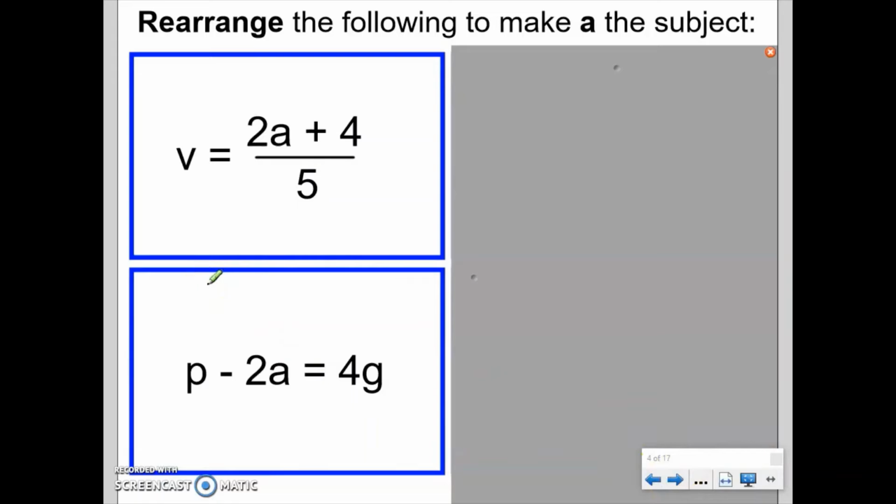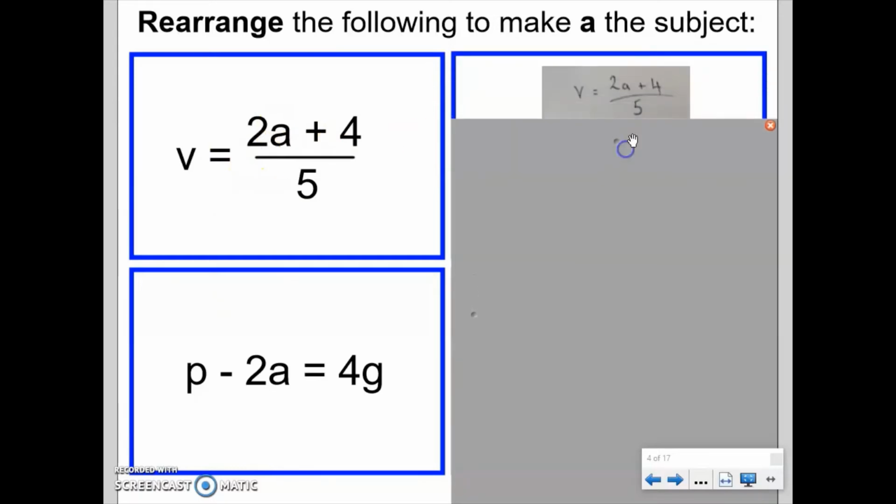Two more examples from me before I start giving you some questions. But again, if you want to pause the video and work ahead, you can do. I'm still looking to make A the subject. First step I'm going to do is take this divide by 5 and move it to the other side to make it a multiply. So I'm multiplying both sides by 5. That's going to give me 5v on this side of the equal sign.